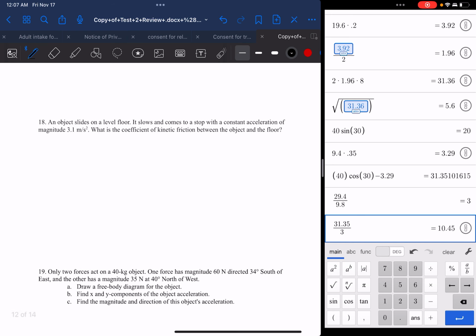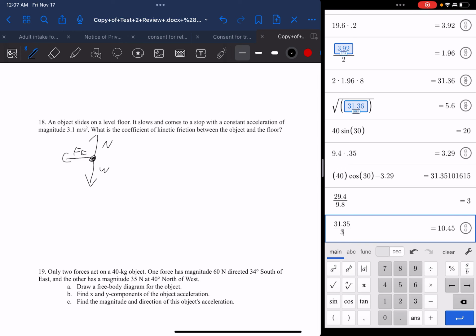An object slides along a level floor. It slows and comes to a complete stop with a constant acceleration of 3.1 meters per second squared. What was the coefficient of kinetic friction between the object and the floor? So it's sliding along a level floor. The weight is pulling down, the normal force is pushing up, those two cancel each other out, and the friction is just slowing it down.